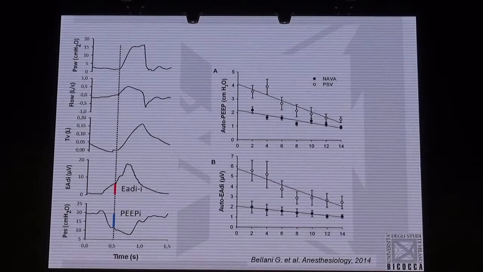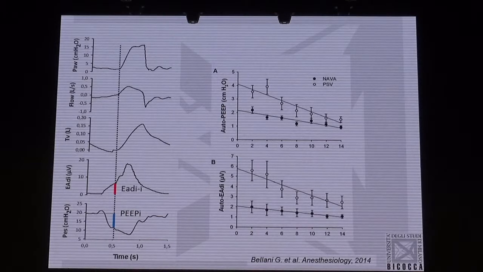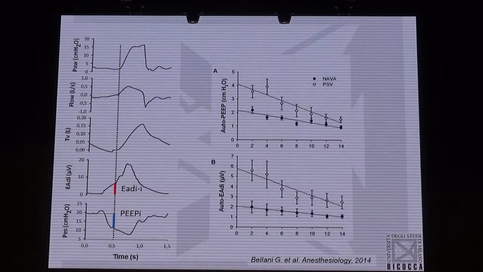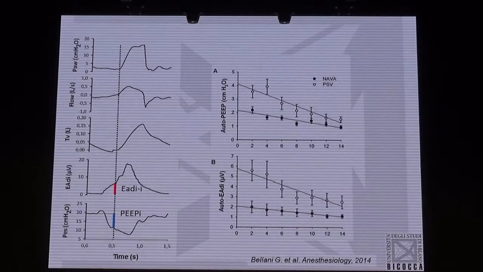And as you see on the right, this is the effect of the application. Sorry, the scale is missing, but what you see on the bottom is the level of PEEP. As soon as we increase extrinsic PEEP, the auto-PEEP, or the auto EDI, decreases. So we can also use this patient-ventilator understanding to titrate our external PEEP level.